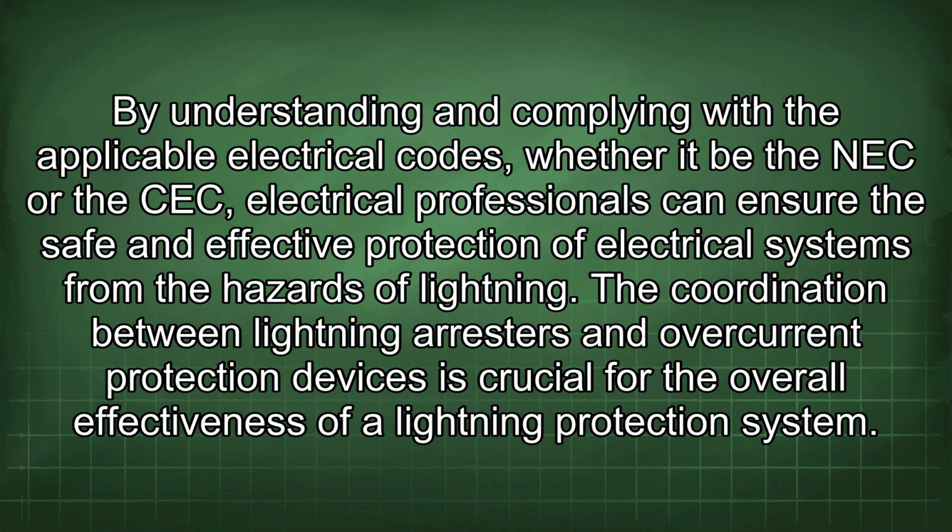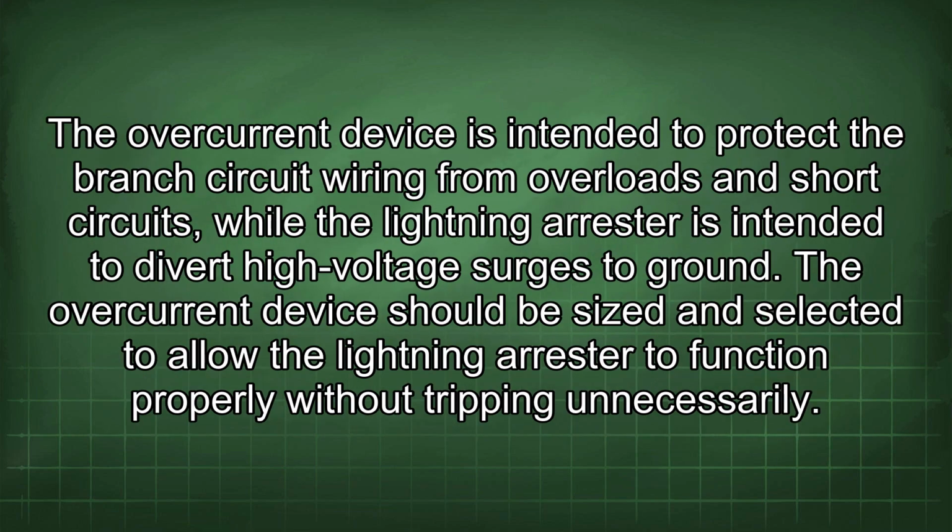The coordination between lightning arresters and overcurrent protection devices is crucial for the overall effectiveness of a lightning protection system. The overcurrent device is intended to protect the branch circuit wiring from overloads and short circuits, while the lightning arrestor is intended to divert high voltage surges to ground.